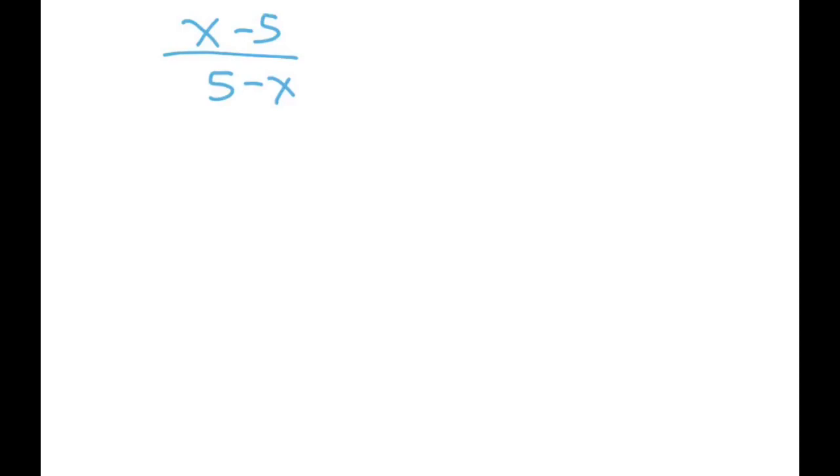So let's go to the next one and see what we can do. In this one, my restriction is x cannot be 5. If I plug in 5 in here, I'm going to be dividing by 0, and I can't do that. So I do have this flip-flop thing going on. Anytime you see this, it equals negative 1. And I'll show you why.